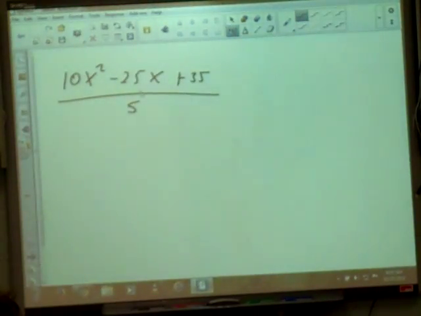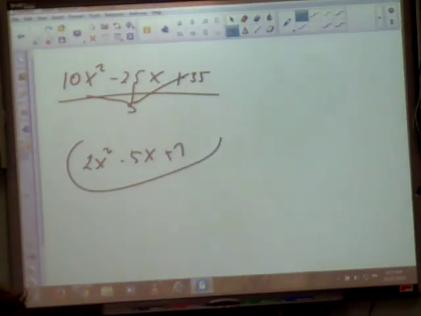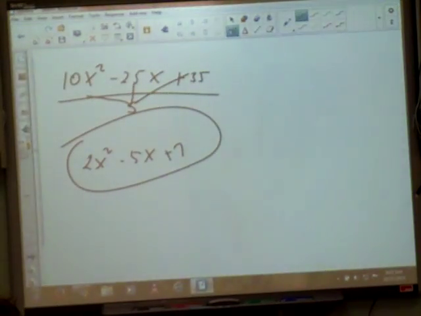So I'm going to say, what's 10x squared divided by 5? Well, that's 2x squared. What's negative 25x divided by 5? Well, that's negative 5x. What's 35 divided by 5? That's positive 7. So that's all you would have to do on that. Okay? Pretty simple ones like that.